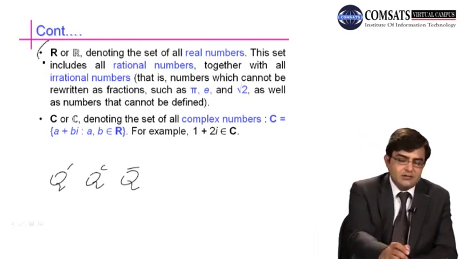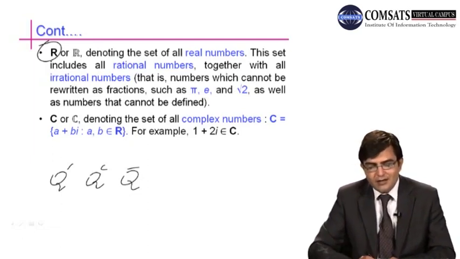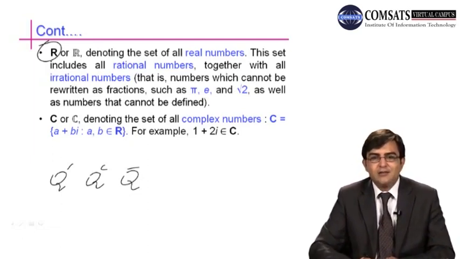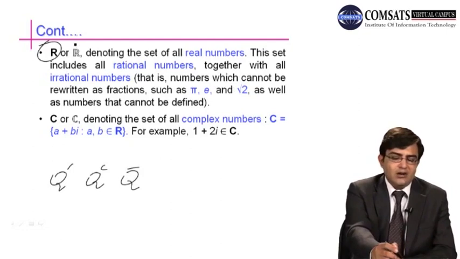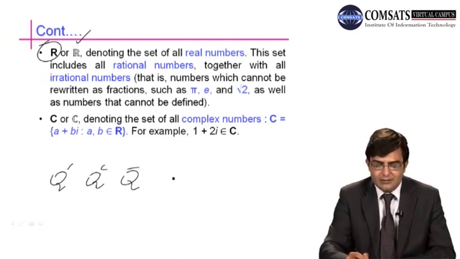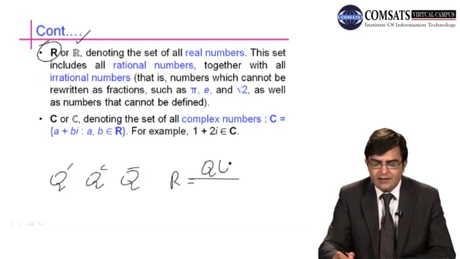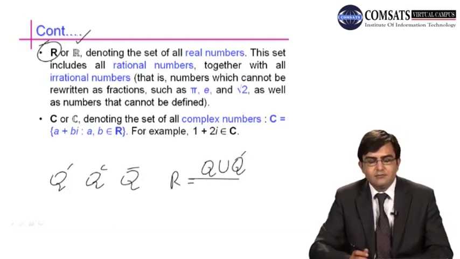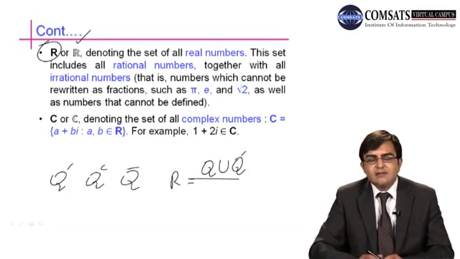There is another set which is the most famous in calculus and in every field of mathematics, the set of real numbers. It is usually denoted by capital letter R, or sometimes like this. This set is basically the union of rationals and irrationals. It contains all the numbers on a straight line, you can also say.